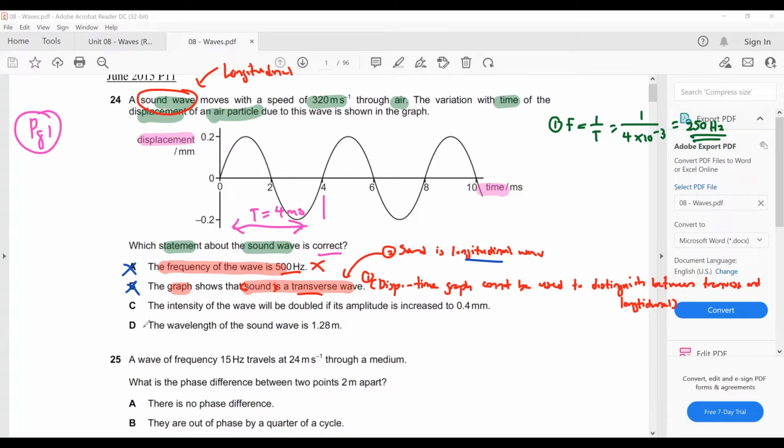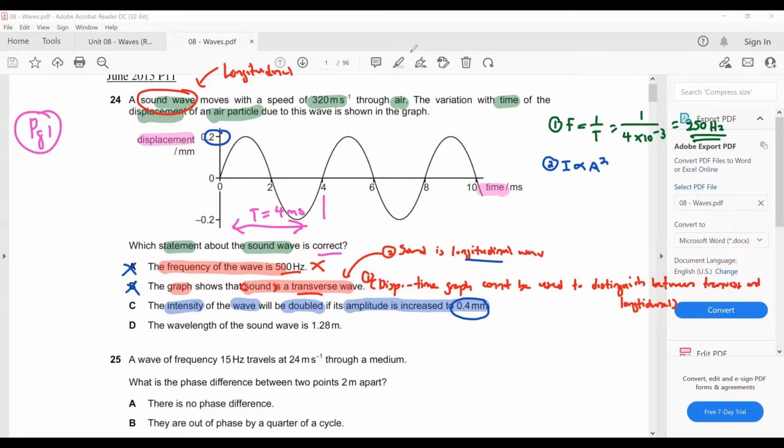Now, then after that, let's look at part C. The intensity of the wave will be doubled if amplitude is increased to 0.4 millimeter. Okay, this is where what I just mentioned comes into play. Intensity and amplitude are related by this relation. Intensity is proportional to amplitude squared. All right. So you see, the amplitude is increased to 0.4 millimeter. The original amplitude is 0.2 millimeter. This tells you that the amplitude is doubled.